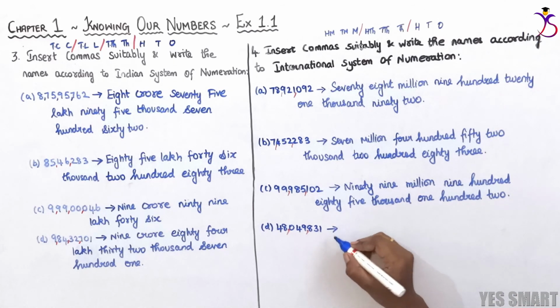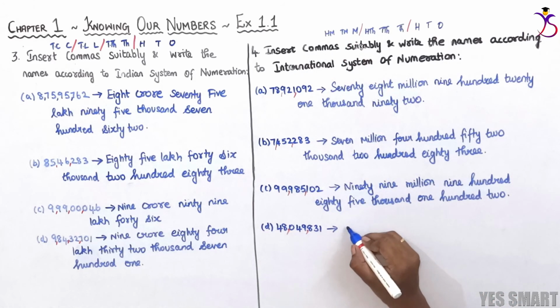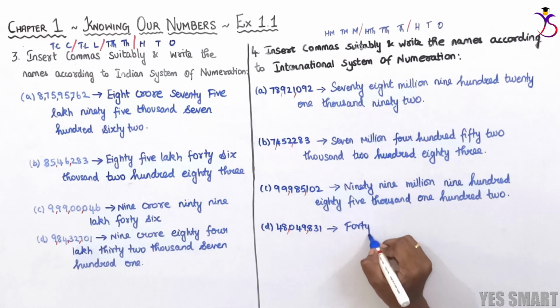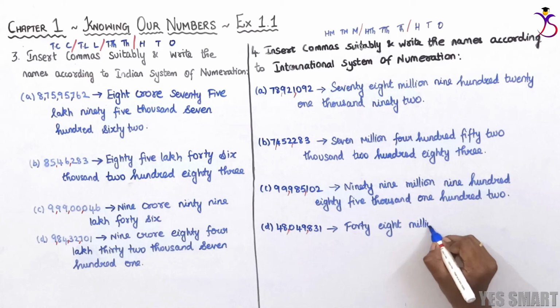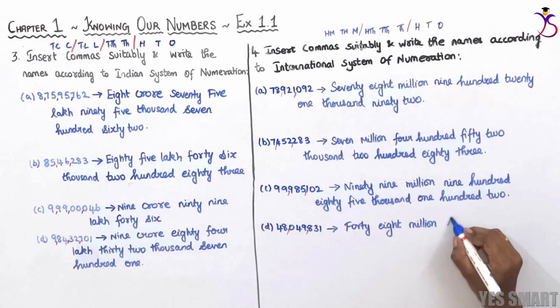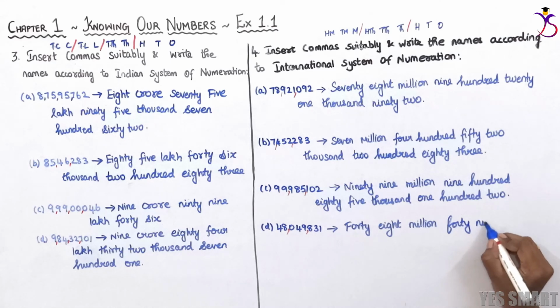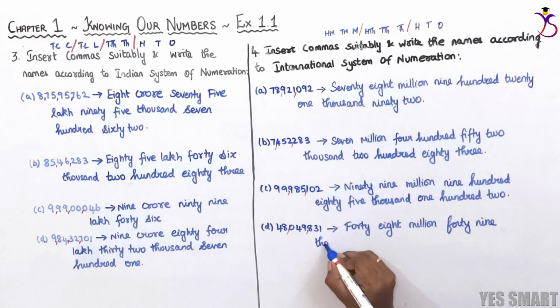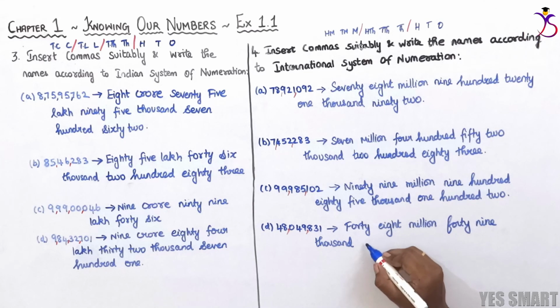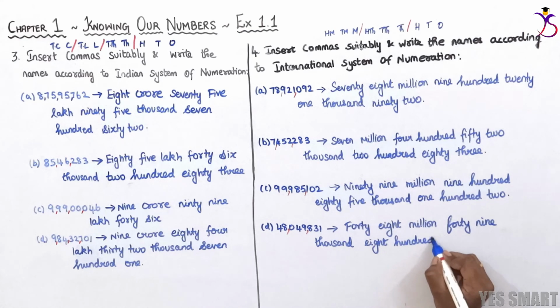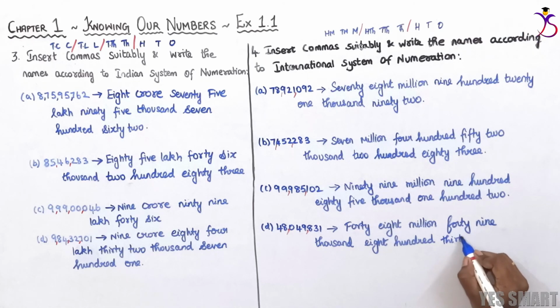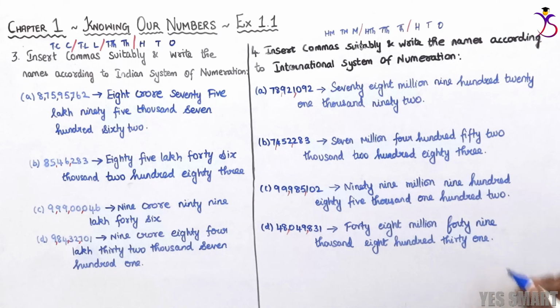Moving on to the last subdivision, 48 million. So 48 million. Next we have 49 in the thousand place. So let's write as 49,000. The last group is 831. So 831. And yes, with this, we have completed this exercise.